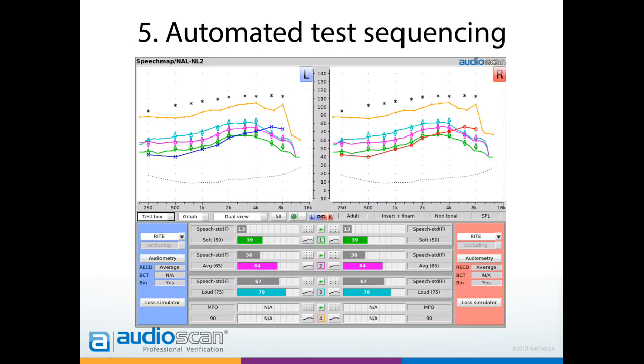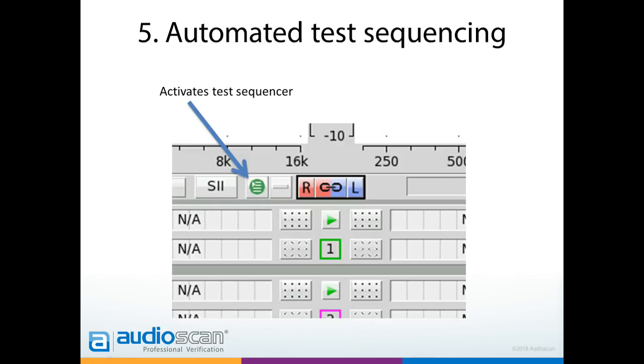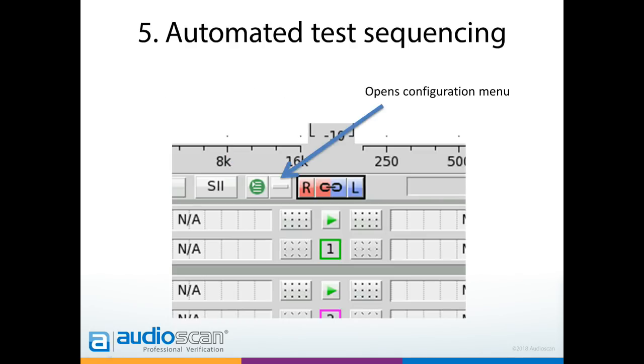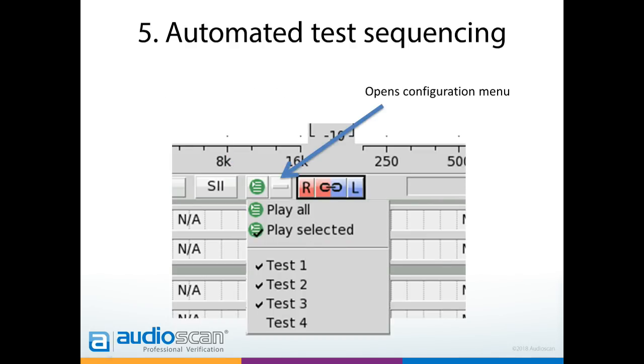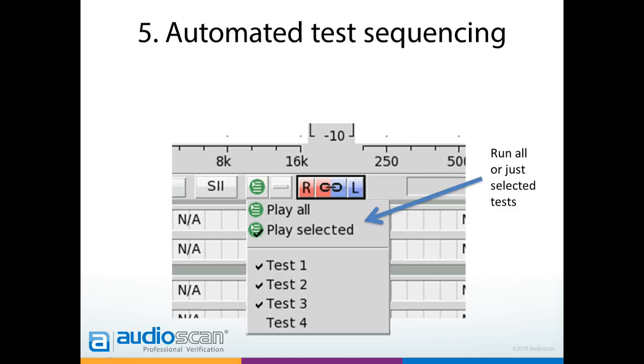The automated test sequencer allows one click to start all the speech map tests in order or only user-selected tests. The green button in the middle of the screen starts the testing. The button to the right opens a configuration menu for custom selection of tests to run. This much requested feature can be a time saver if a set of curves is required for, say, confirmation after instrument programming.